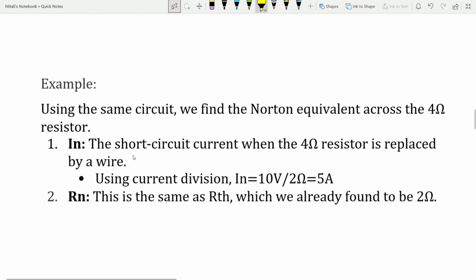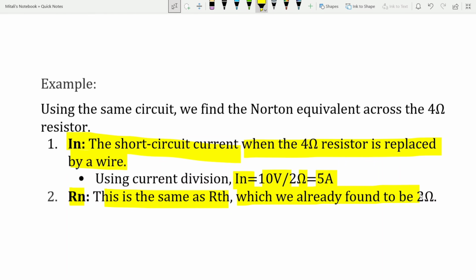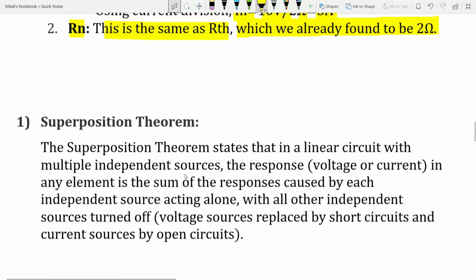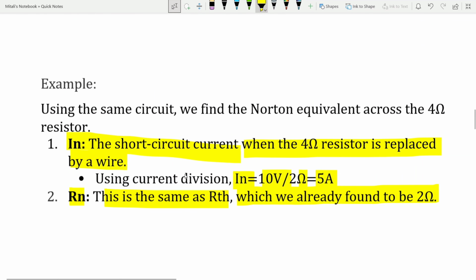So for example, using the same circuit, we find the Norton's equivalent across the 4 ohm resistor. First we will find IN, the short circuit current when the 4 ohm resistor is replaced by a wire. Using current division, IN equals 10 volt upon 2 ohm, which equals 5 ampere. And RN is the same as RTH, which we already found to be 2 ohm. So the Norton's equivalent circuit is a 5 ampere current source in parallel with a 2 ohm resistor.